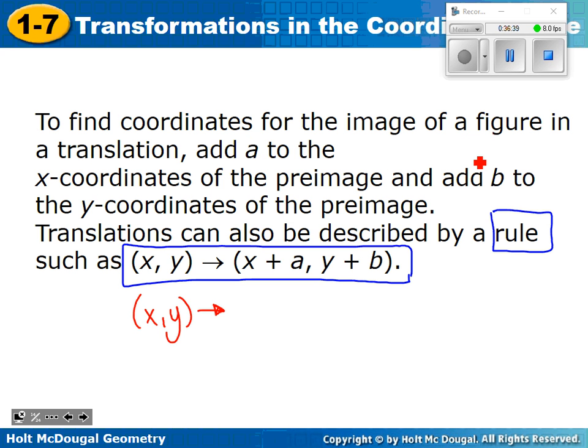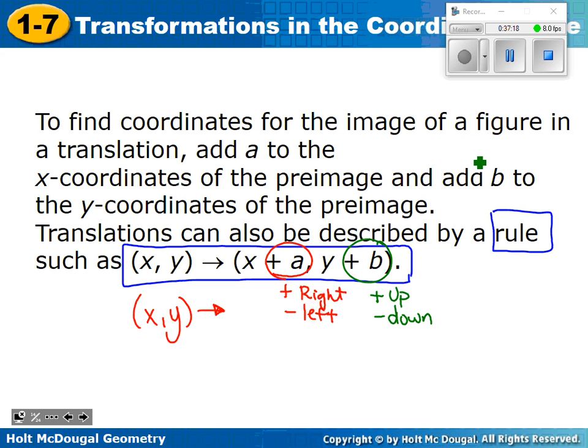When you take a shape and you translate it, you either go right or left, right? That means you're going to take the X coordinate and you're either going to add something if you're going to the right, or you're going to subtract something if you're going to the left. Does that make sense? When you translate, you can also go up or down. So that means you're going to take the Y coordinate and you're going to add if you're going up, or you're going to subtract if you're going down. So the rule can tell you what the new coordinates would be.